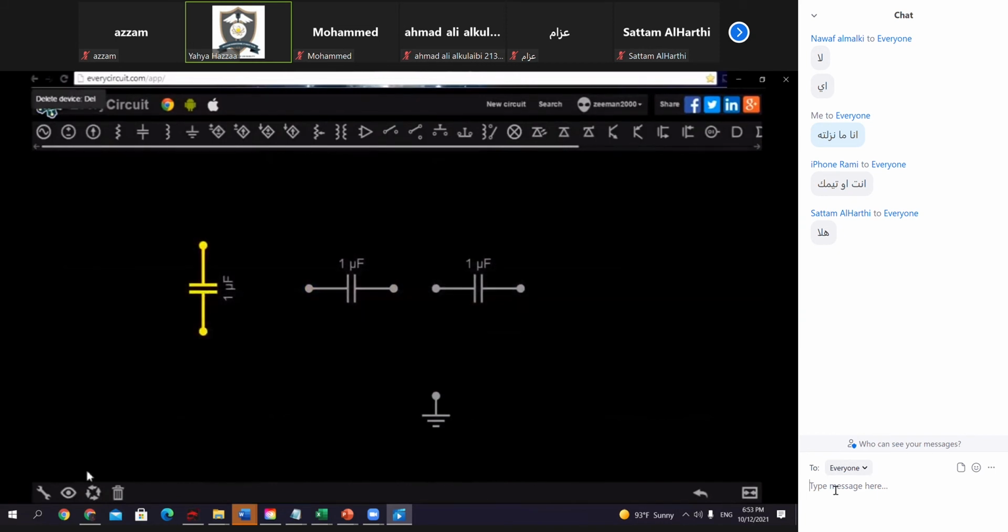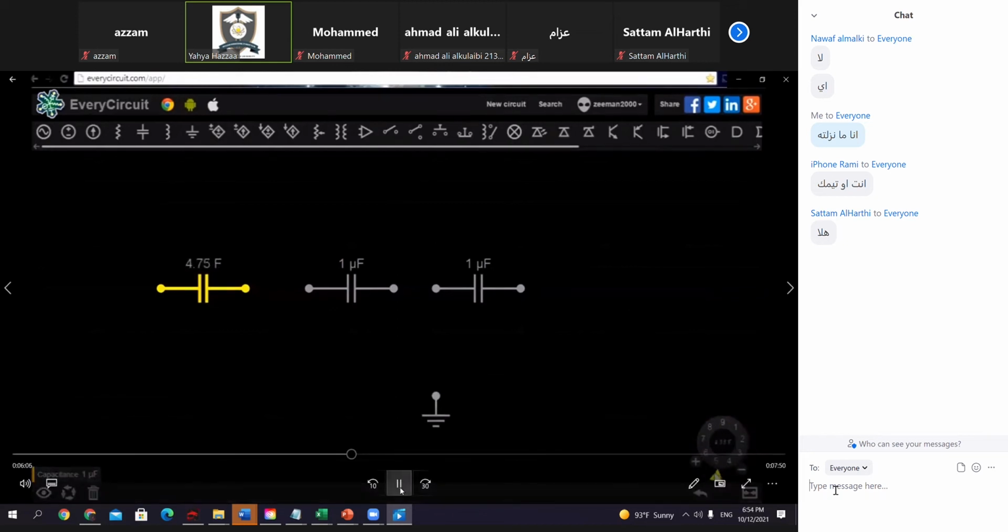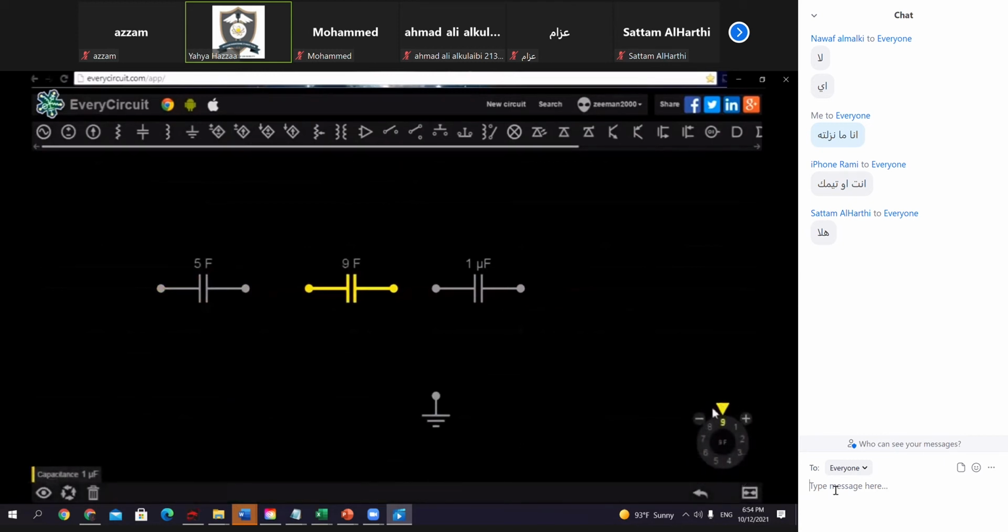We'll set the first capacitor to 5 farads. Capacitor 2 we'll set to 8 farads, and capacitor 3 we'll set to 12 farads.